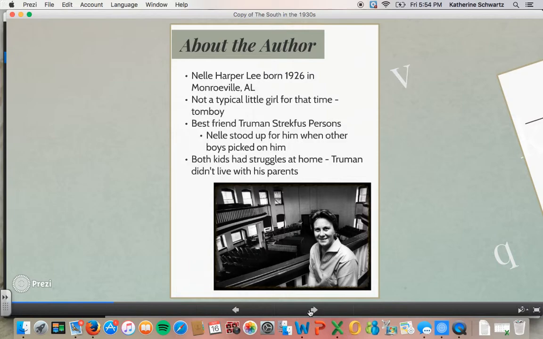And her best friend, Truman, who also became a famous author, I believe, was not your typical little boy. He was a little bit more sensitive. And so Nell stood up for him a lot when they were growing up because the other boys would pick on him. That was the dynamics of their friendship. And both kids had struggles at home. Truman didn't live with his parents. He was actually raised by some other relatives because his parents just didn't want to take care of him.